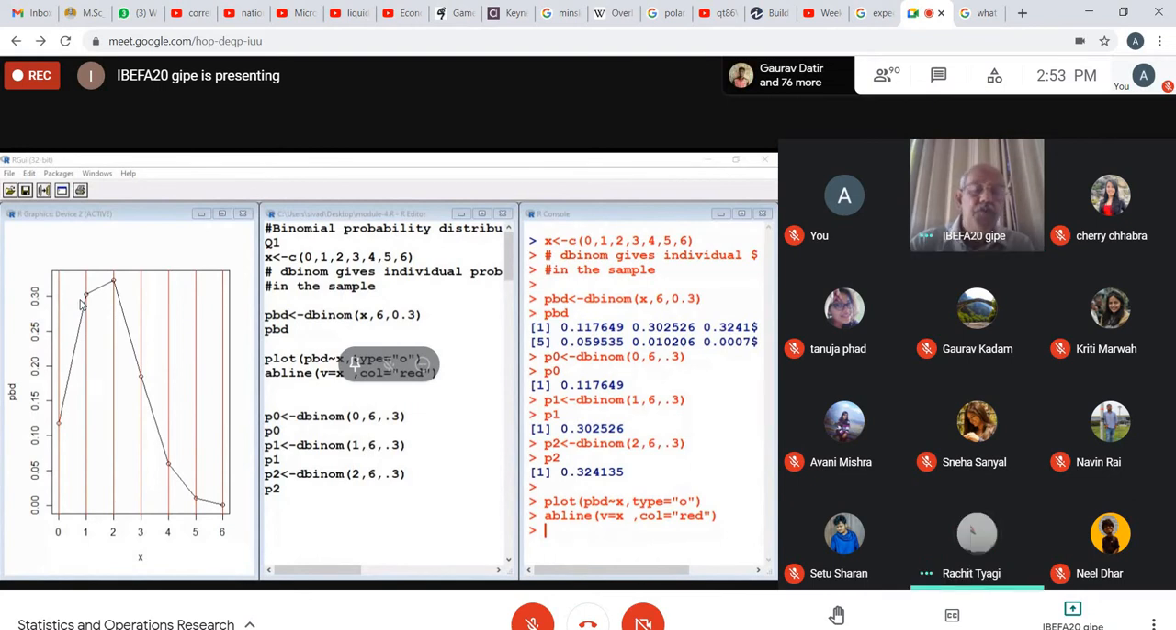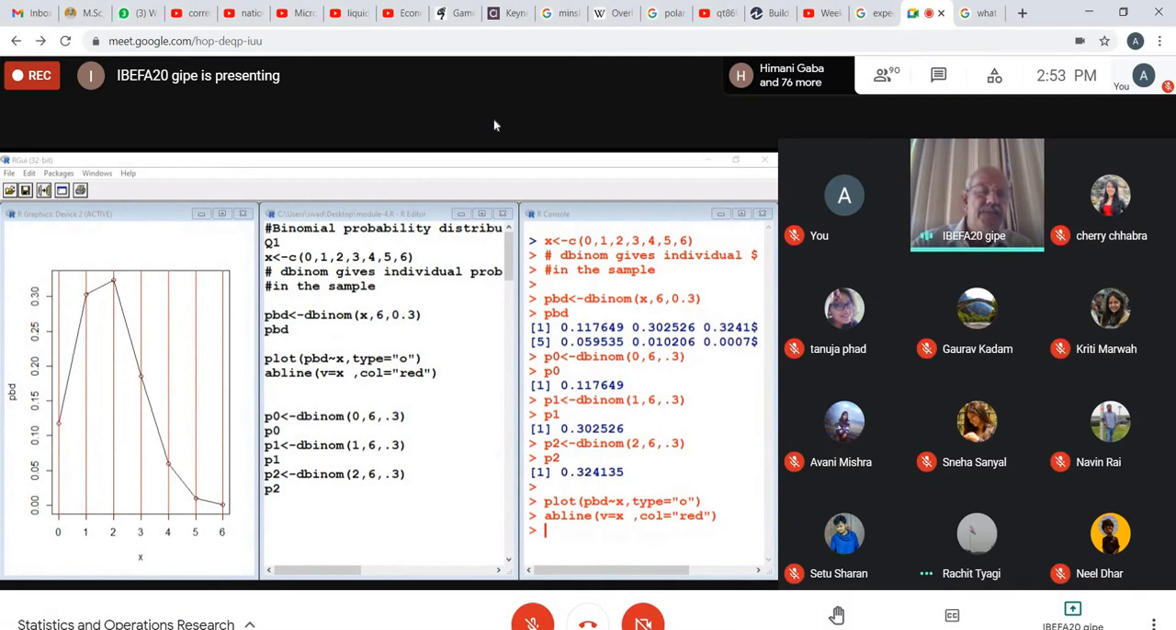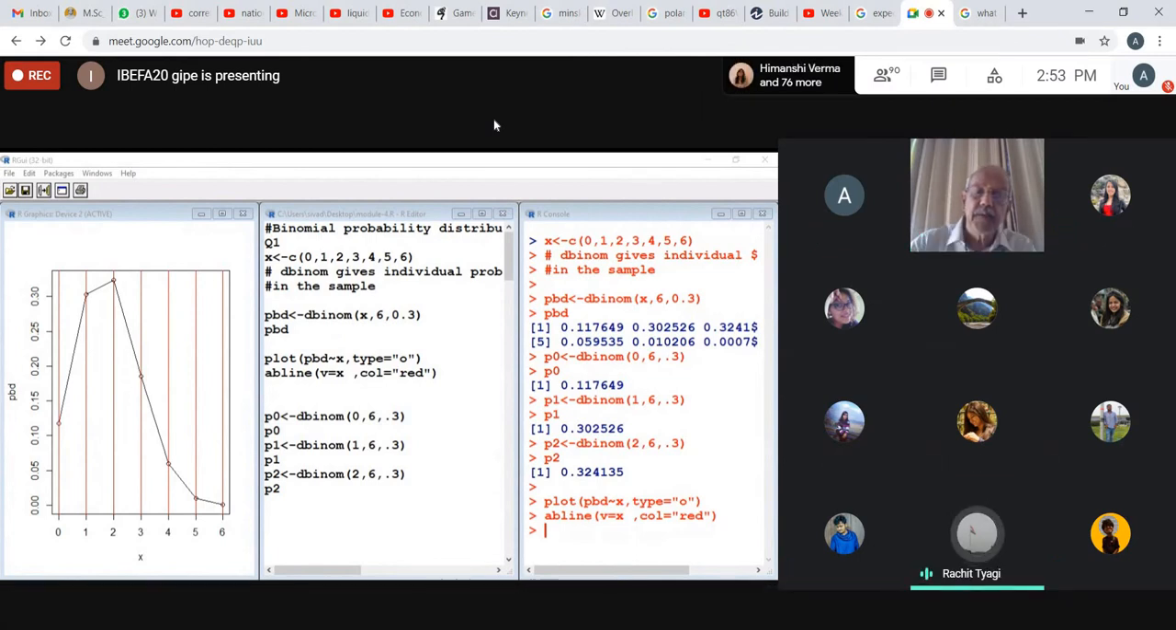So dbinom represents what? What does it give? Sir, it is the binomial distribution of that particular n and p.